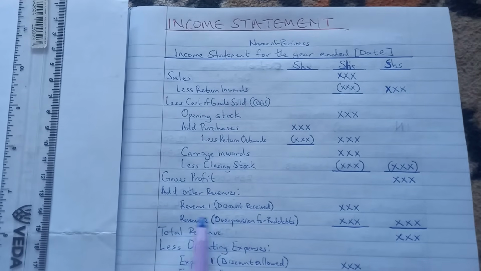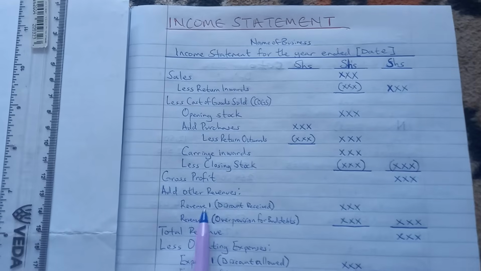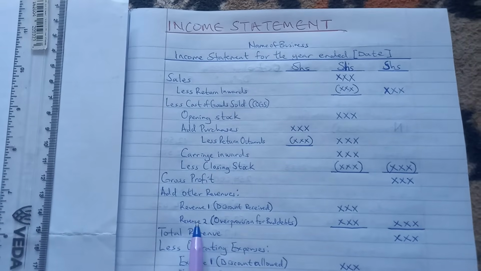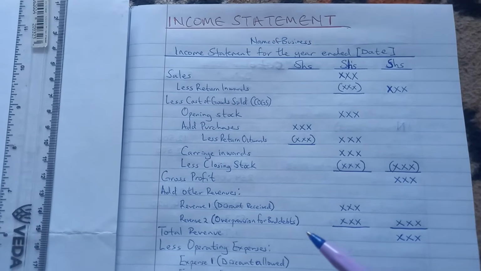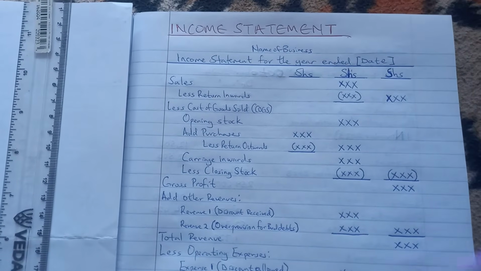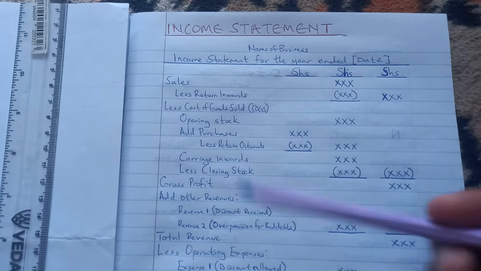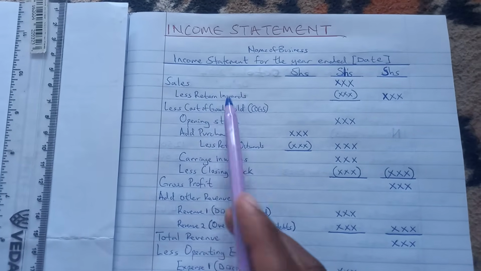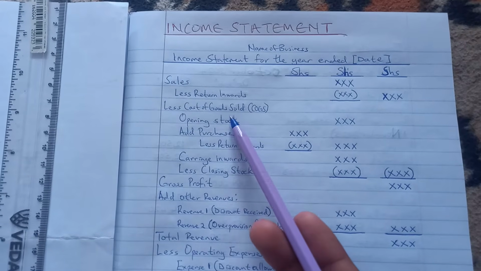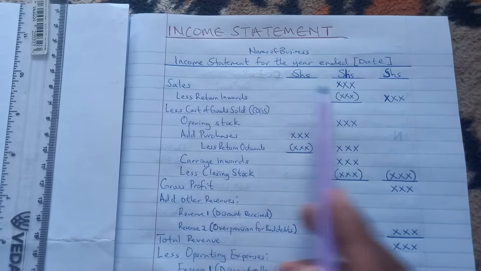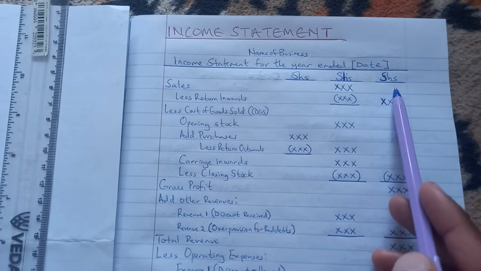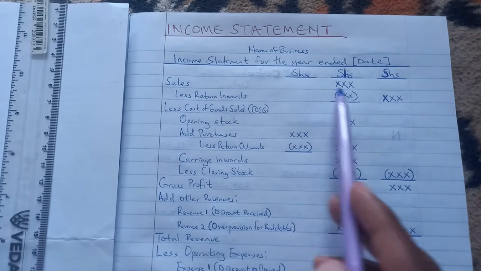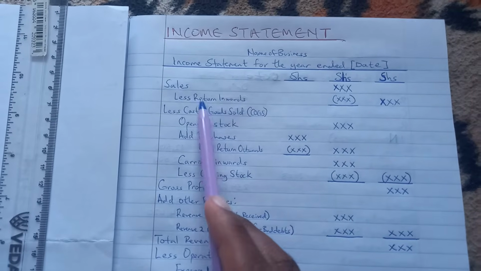Okay, it doesn't need to be two. And also, if the business doesn't have any revenue, you will just exclude this part from the format. Okay, this format is very flexible. In a question, you can find out that maybe you are not being given return inwards. So what will you do? You will just write sales, and this figure you write it here. Okay, because there won't be any essence for you to calculate the net sales, yet you are not given the return inwards.